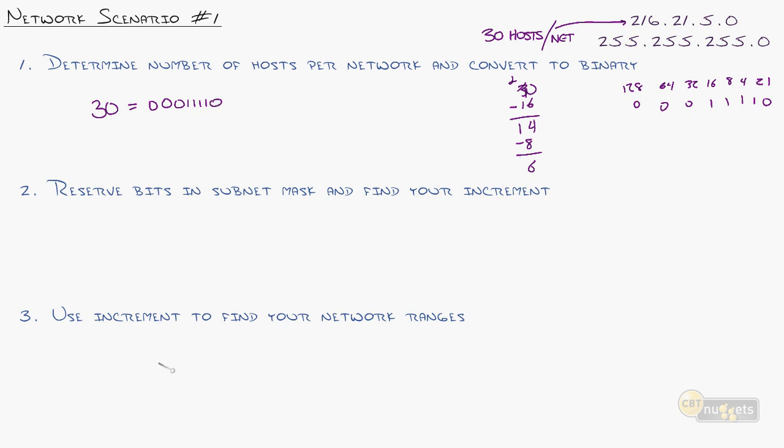Good. Okay, step 2. Reserve bits in the subnet mask and find your increment. Now, we're back to that Class C network, 255.255.255.0. So I'll go 1, 2, 3, 4, 5, 6, 7, 8, 1, 2, 3, 4, 5, 6, 7, 8, 1, 2, 3, 4, 5, 6, 7, 8. Is that 8, right? Yep. Good. Now, here is where the twist comes in. Here's where the almost the same comes in.